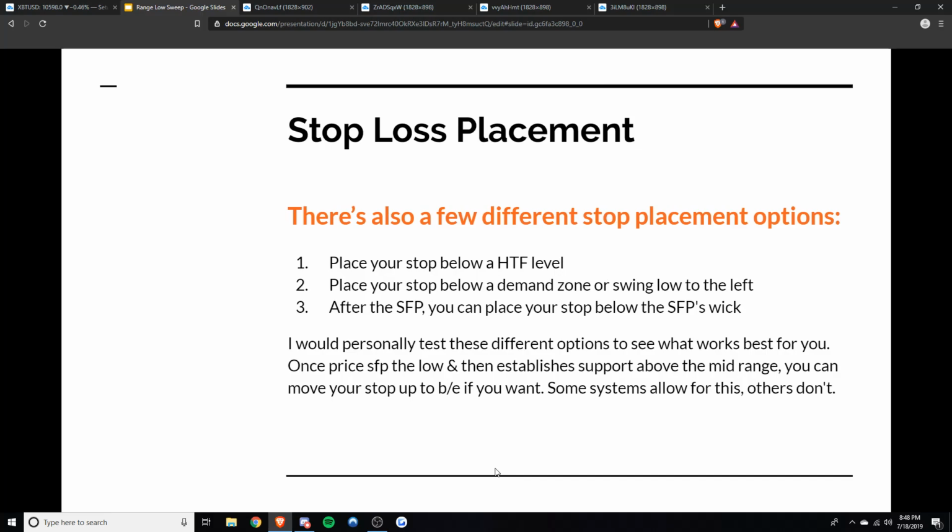So stop loss placement, there's also a few different stop loss placement options. You can place your stop below a high time frame level. This is the key. If you do have a high time frame level, that should provide a stronger level than just, say, an M5 level, because typically, like I said, I trade these on the M5 and the H1, so hourly chart and 5-minute chart. Most of the time it's on the 5-minute chart, but occasionally you do get it on the H1 as well.